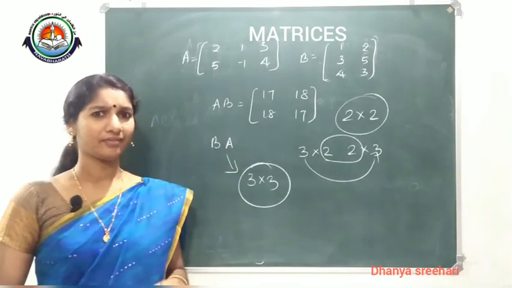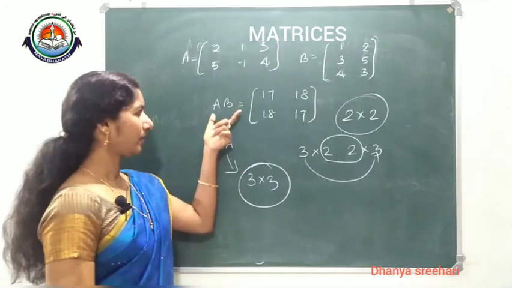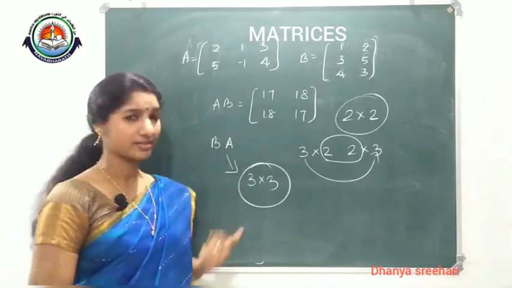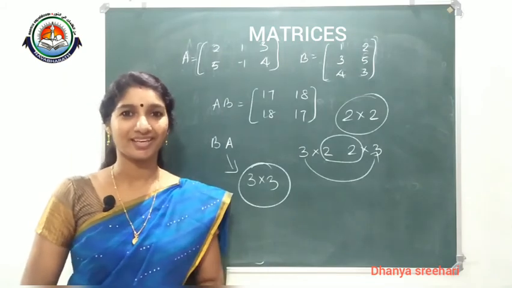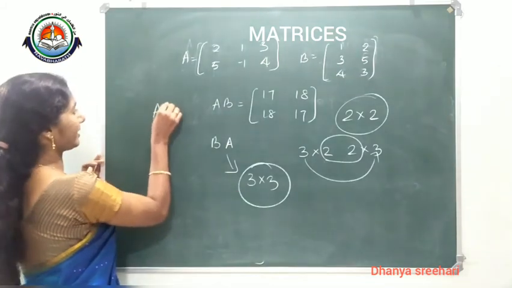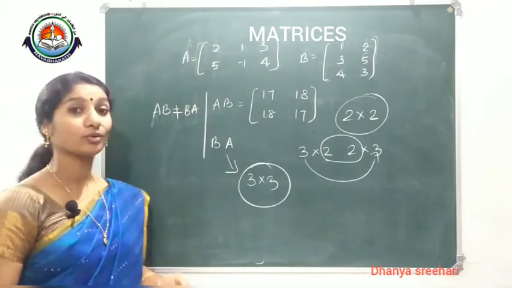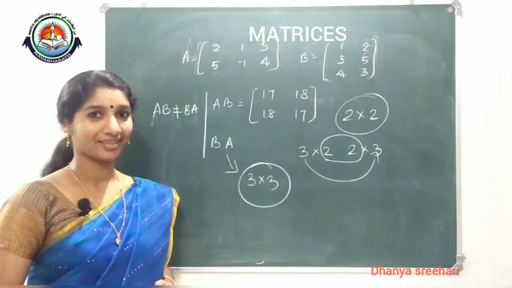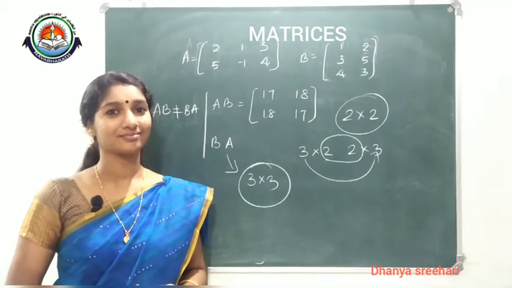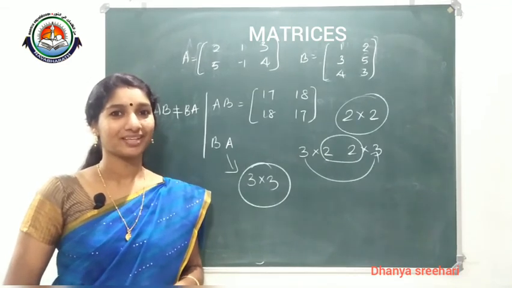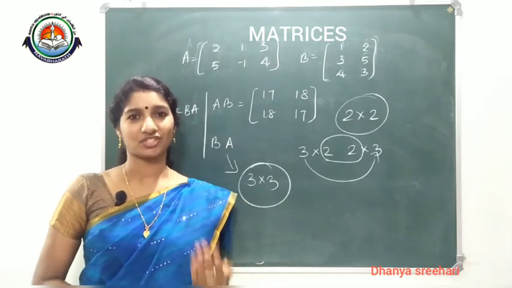Then can we say AB and BA are equal? Never, because one matrix is of order 2 by 2 and the other is of order 3 by 3, so they will never be equal. So what can we say? The product AB may not be equal to BA; it need not be equal to BA. Clear? That means the commutative property need not hold. The remaining properties we can discuss in the next class.